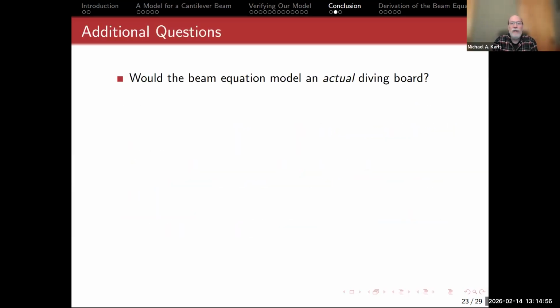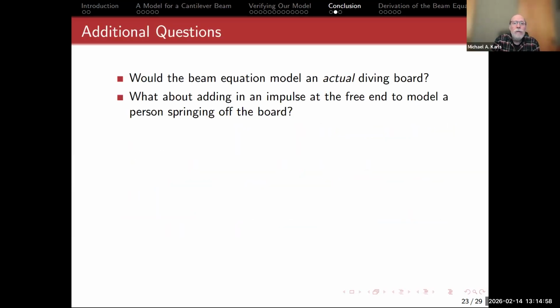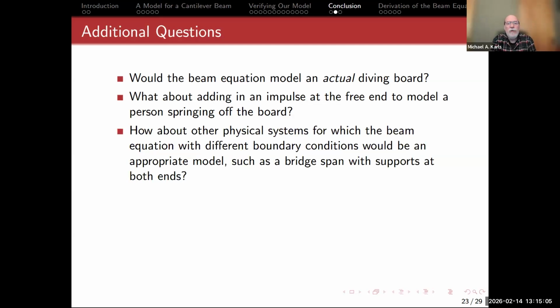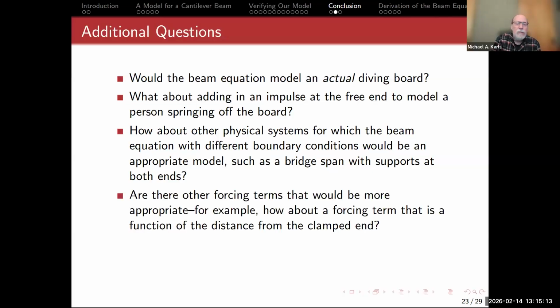So would the beam equation model an actual diving board? What about adding in an impulse at the free end to model a person springing off the board? How about other physical systems for which the beam equation with different boundary conditions would be an appropriate model, such as a bridge span with supports at both ends? Or are there other forcing terms that would be more appropriate?